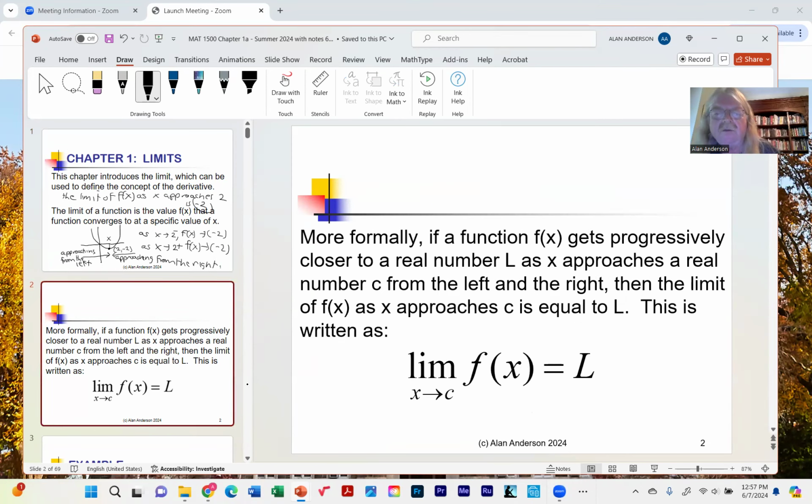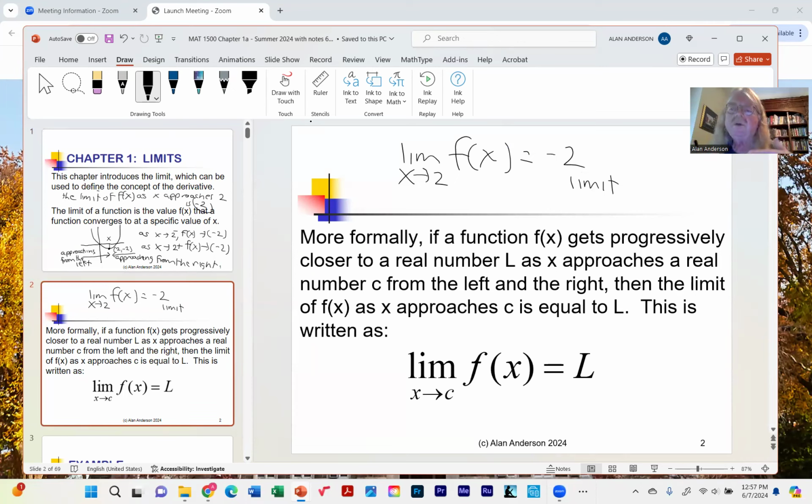So in our case, we had the limit as x approaches 2 is -2. Okay, so this is the limit. This is some constant that x approaches. Now, if you notice, there's no plus or minus here. The limit requires that as we get closer from the left and the right, we are approaching the same number. And if we are, then we say that the limit of the function as we get close to that point is equal to L.